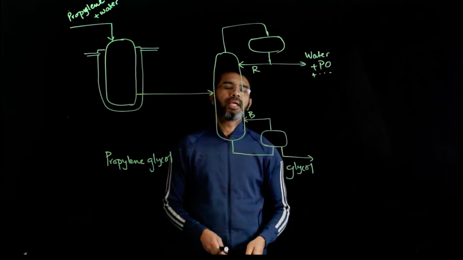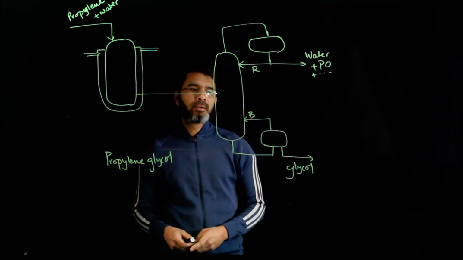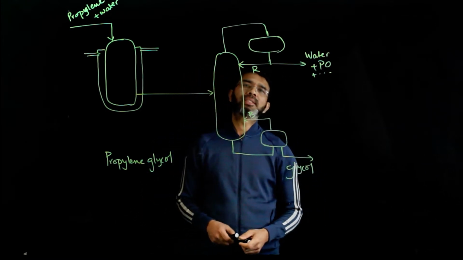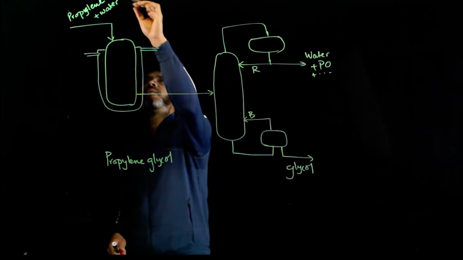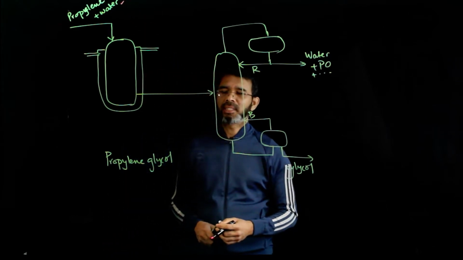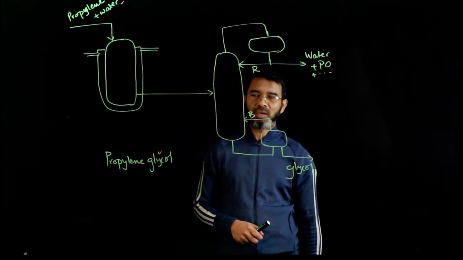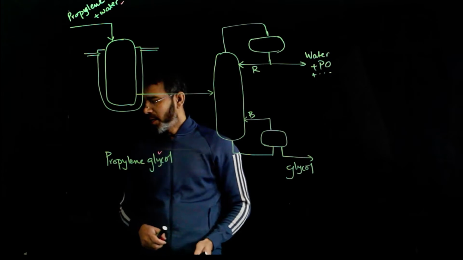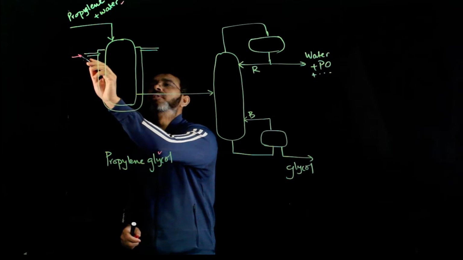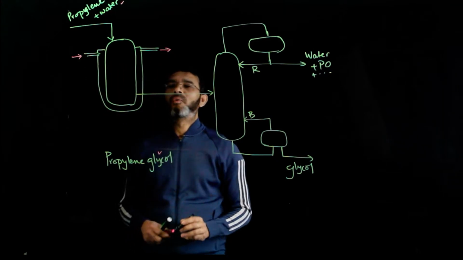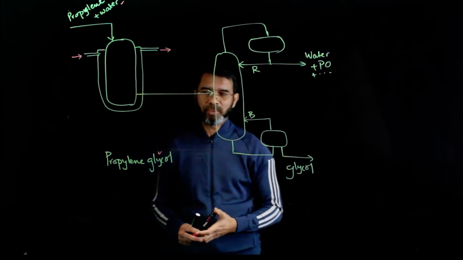Now let's look at an industrial example, part of the propylene glycol production system, where in the reactor we have propylene oxide plus water. These two reactants are coming. The product from the reactor is the propylene glycol. Now the reaction being exothermic, we need a cooling system for the reactor, which is done typically using water. So water goes through the jacket of the reactor and then maintains the temperature.